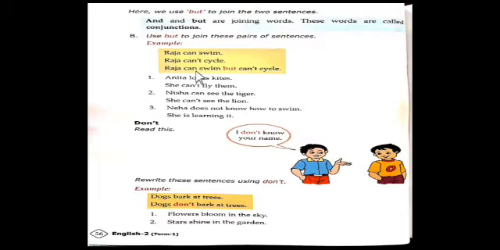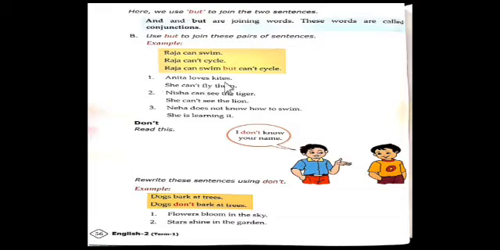So how do you frame a sentence? Adding the conjunction but. Raja can swim but can't cycle. It means Raja knows swimming but he doesn't know cycling. So this is the meaning of this statement.